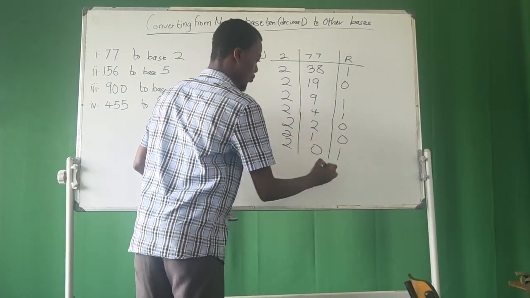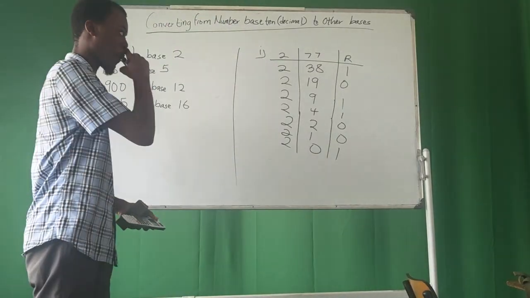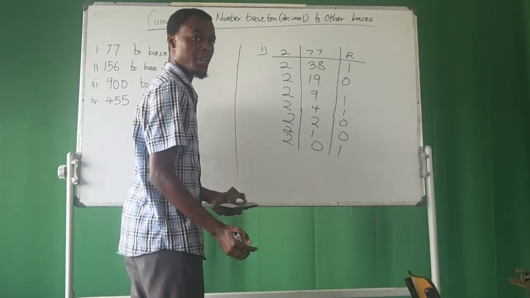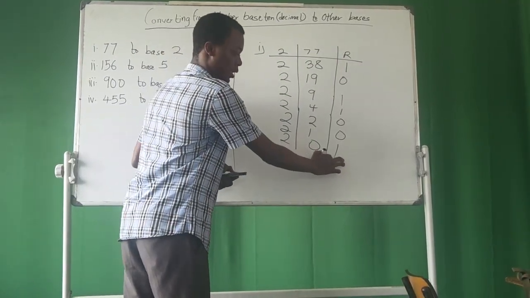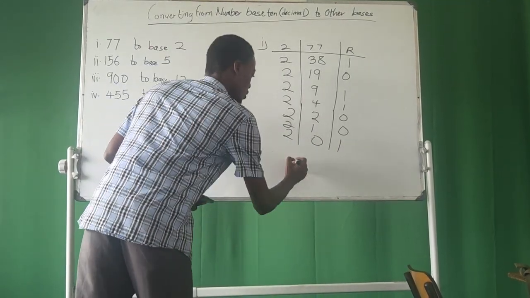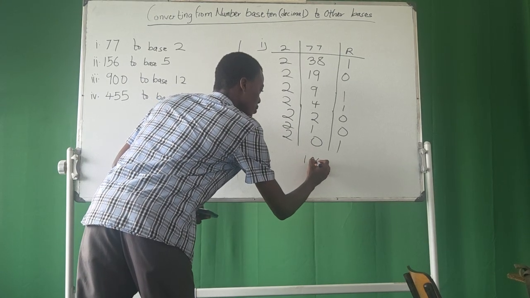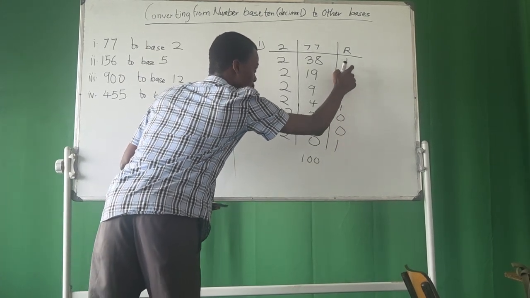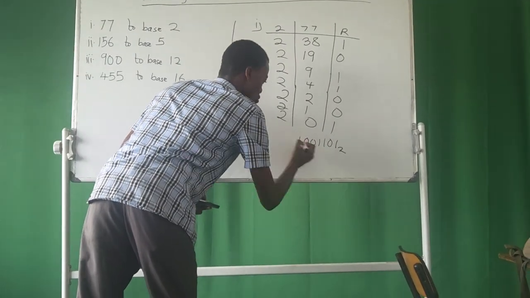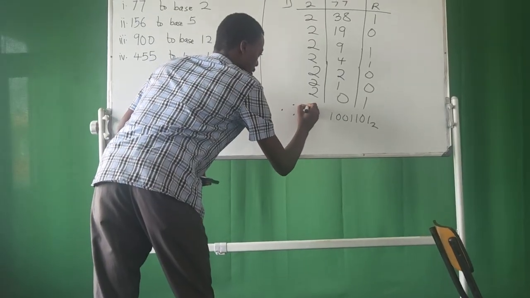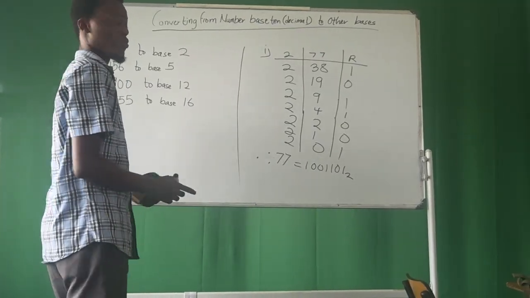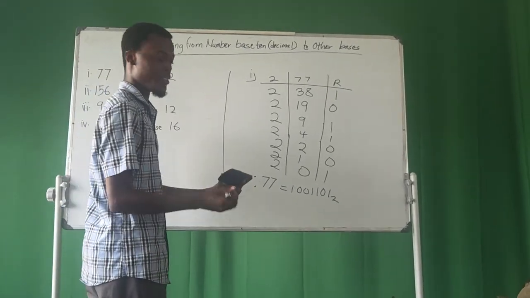So now, this is how you rewrite it. You don't rewrite it starting from the top, but we rewrite it starting from the lower side. So now, this one is the same as 1 0 0 1 1 0 1 to the base of 2. So therefore, 77 is equal to 1001101 to the base of 2. So guys, that's the answer. You see, very very easy.